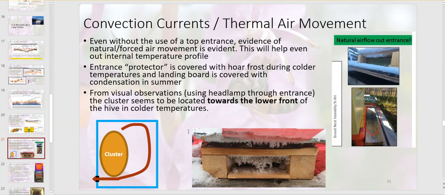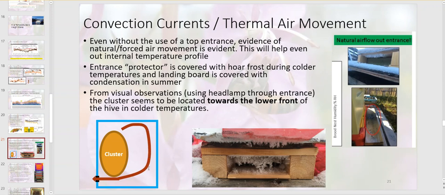Another visual check, knowing where the cluster is, observing the hoarfrost at the entrance on really cold days, you can almost deduce how the air is flowing through the hive. So the cluster was typically just above the entrance at the front of the hive. Hot air rises, it cools, so it drops.